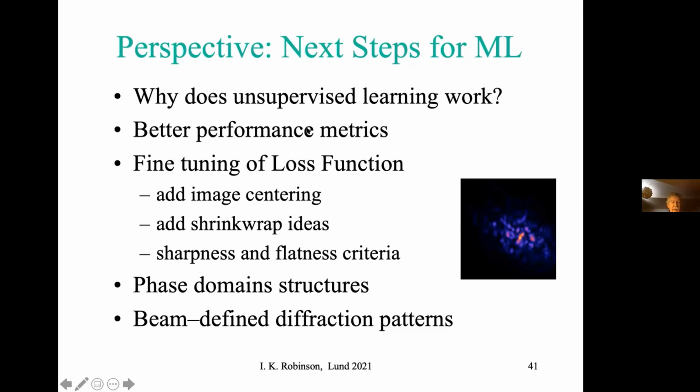We need better metrics to judge the quality of the output, and coupled with that, we need to improve the tuning of this loss function. One thing we can add is we can force the image to go to the center. We can put in some of the ideas of shrink wrap, that we want a compact shape to the object. We can also put in sharpness of the edges and flatness of the amplitude as criteria in the loss function to drive in that direction, because the unsupervised machine learning is just a simple optimization process.